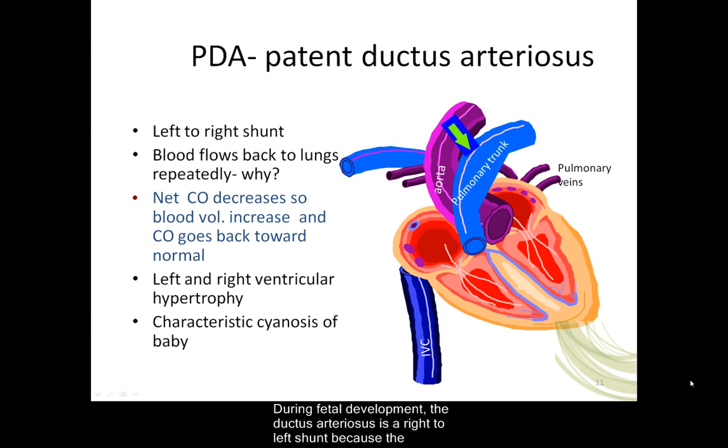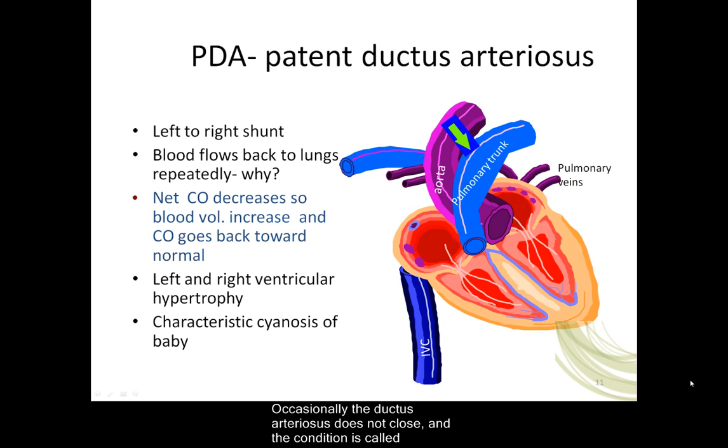During fetal development, the ductus arteriosus is a right to left shunt because the lungs are collapsed during fetal life and blood flow bypasses the lungs and enters the aorta through the ductus arteriosus, which connects the pulmonary artery and aorta. After birth, the high oxygen concentration in the aortic blood that passes through the ductus arteriosus causes closure of the ductus arteriosus in most newborns.